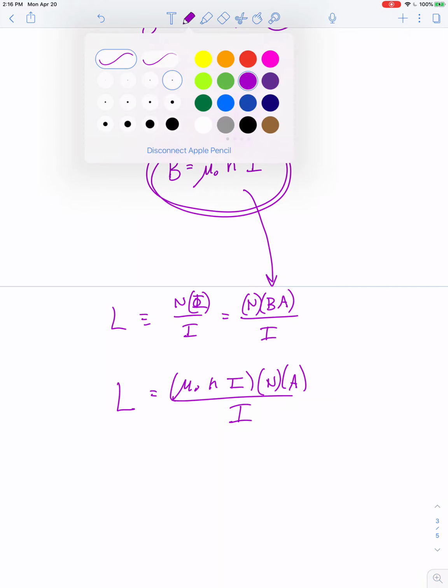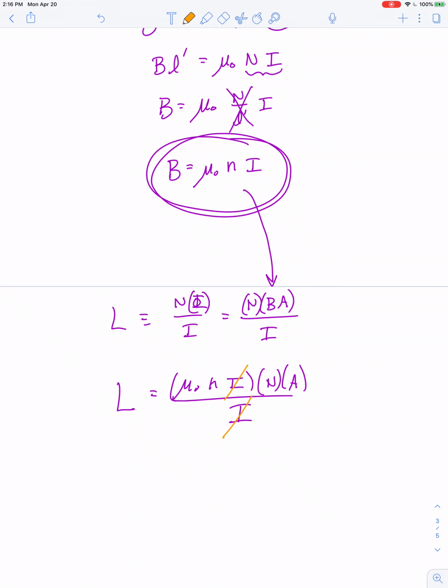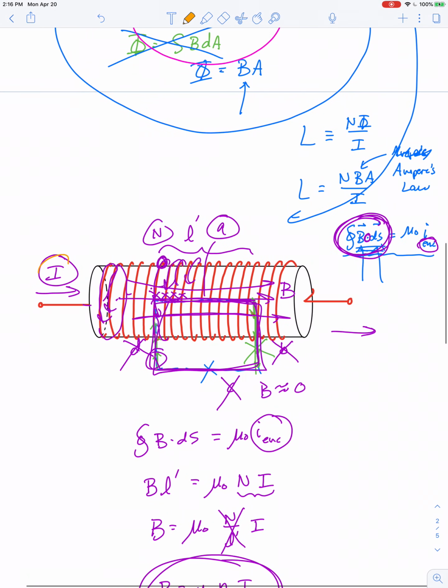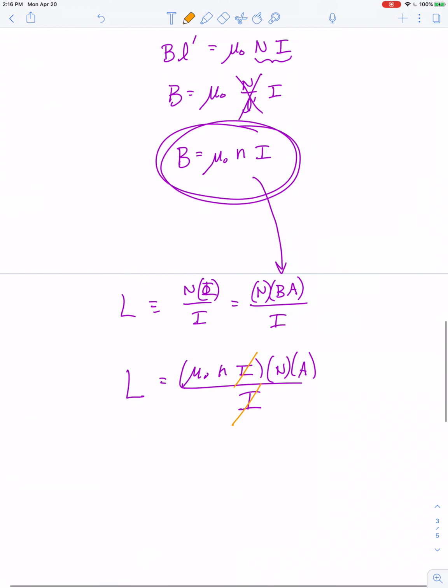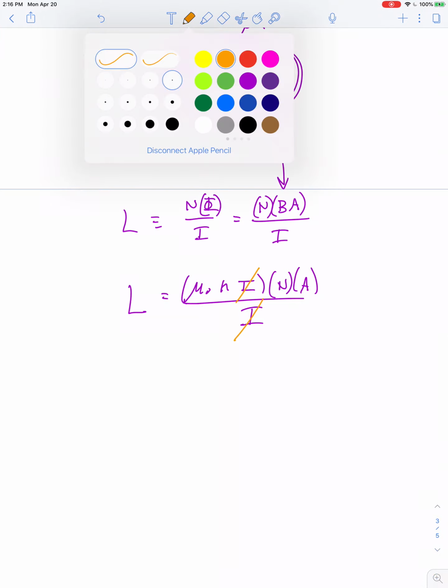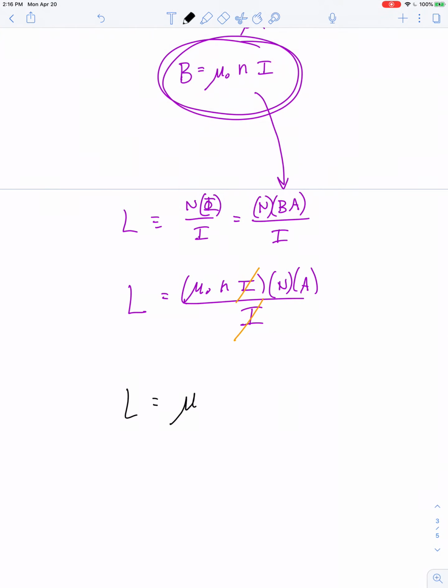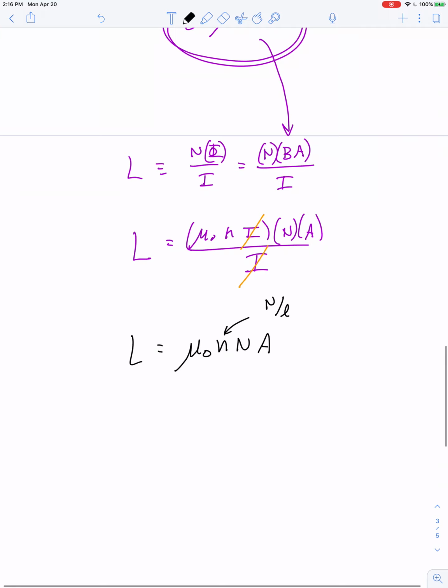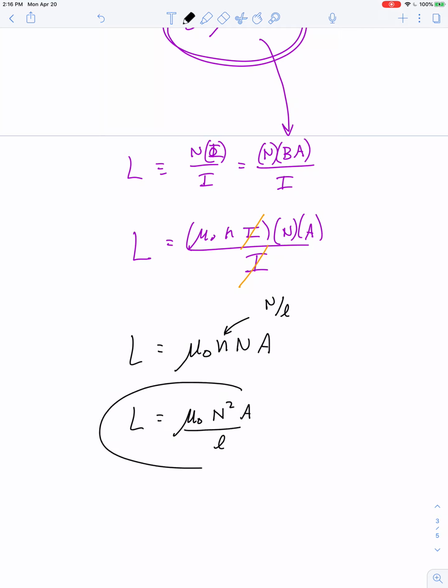So notice the current cancels out, and of course it should. Whether the current flows in my solenoid or not doesn't change the fact that it has an inductance based on its geometry. So the inductance of my solenoid is equal to mu naught lowercase n capital N times A, but then again lowercase n is capital N over L. So we can say the inductance is equal to mu naught N squared A over L. And there you have it, the inductance of a solenoid.